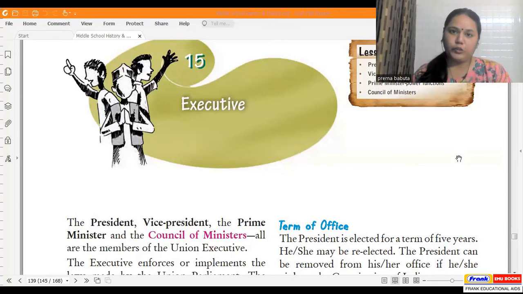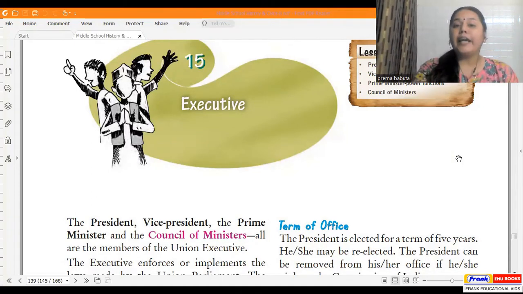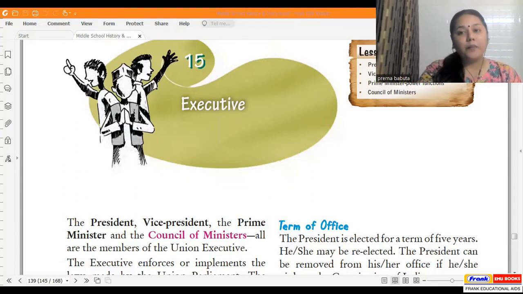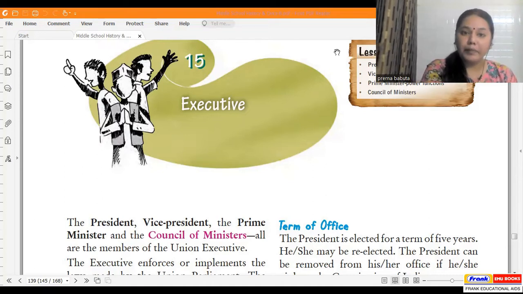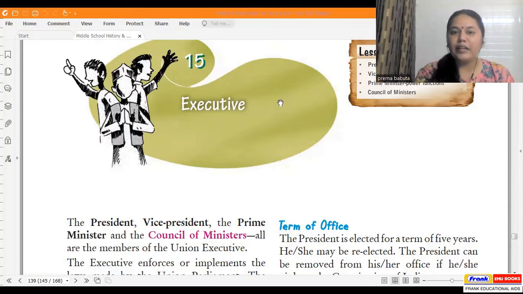What is the composition like? What is the structure like? Executive, again, in the Indian context. We'll talk about the powers and functions of the Indian president, the powers of the Indian vice president, the powers and functions of the Indian prime minister, and we are also going to talk about the council of ministers. All right, so let us start reading about the second organ of the government, that is the executive.